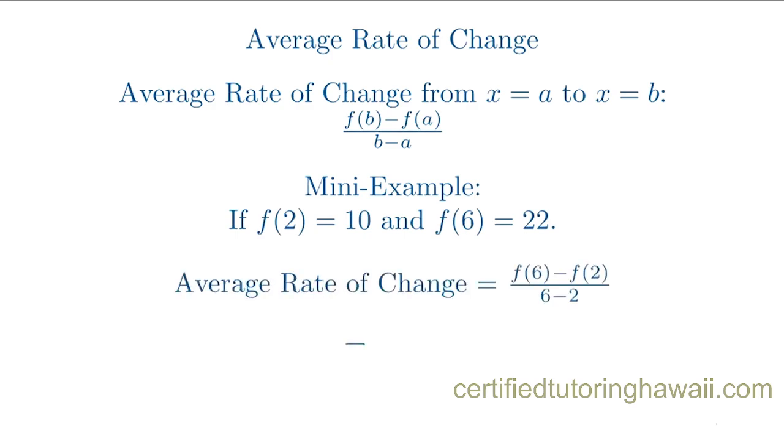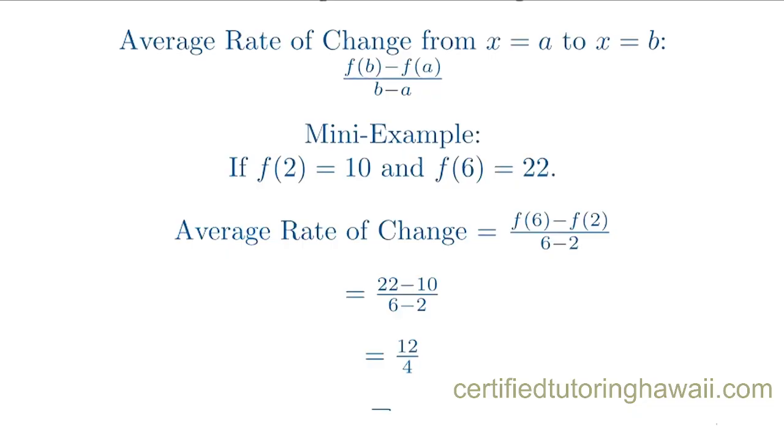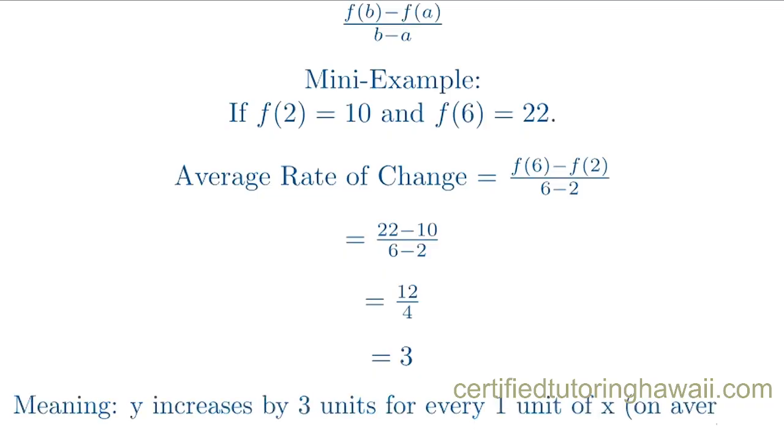Following our formula, we'll plug in the values. We'll have 22 minus 10, all divided by 6 minus 2. This simplifies to 12 divided by 4, which equals 3. So what does this number 3 mean? If we define units, it would be y units per x unit. In this context, it means that on average, for every 1 unit increase in x on the interval from 2 to 6, the value of y increased by 3 units. The average rate of change tells us the typical or overall speed of change.